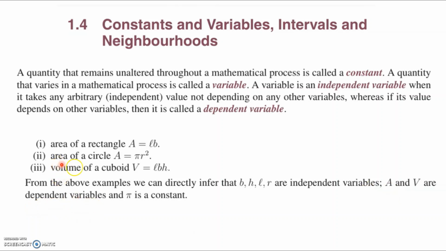Next, if you take a look at the area of a circle, it's A = πr². R is the radius. Again, the radius r is an independent variable, whereas A, the area, is a dependent variable which depends on the variable r. Now let's look at pi. Pi is a constant value, doesn't change at all. So this pi is called a constant. Similarly for the cuboid, you have V as a dependent variable, and length, breadth, and height as the independent variables. Hope this gives you a short introduction to what is a constant and what's a variable.